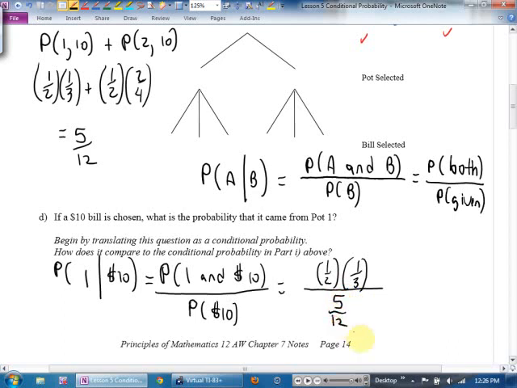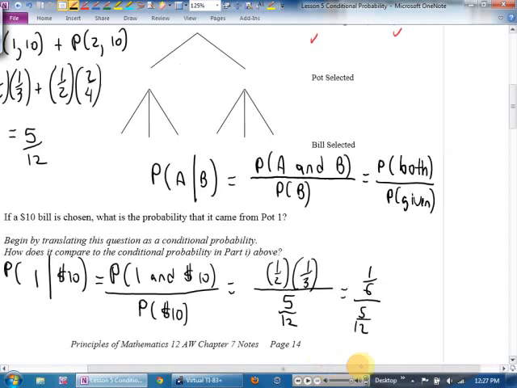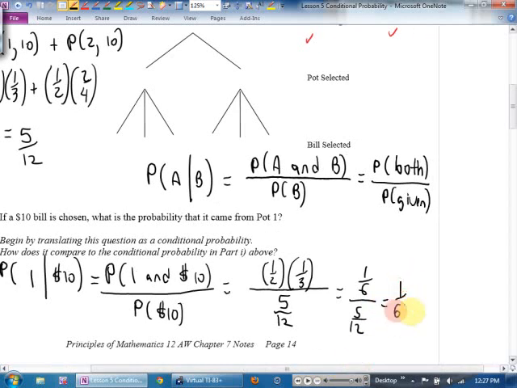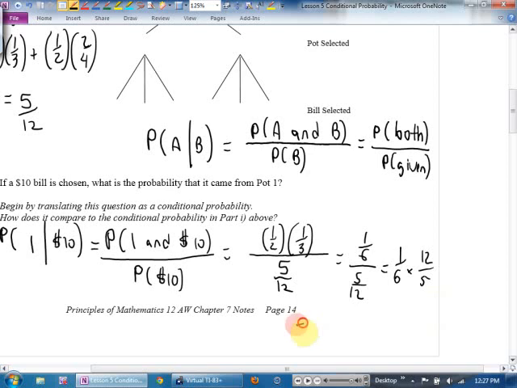Don't reach for your calculators yet. Multiplying fractions is the easiest operation: top times top, bottom times bottom. 1 out of 6 divided by 5 out of 12. Boys and girls, how do you divide by a fraction? I stuck this in earlier in the year. I could, in a pinch, do this whole thing by hand. It's going to be 1 out of 6 times 12 out of 5. So 12 over 30, or in lowest terms, which is what they would put, 2 out of 5.